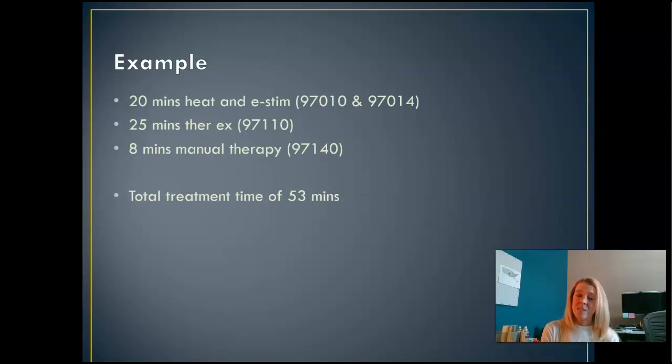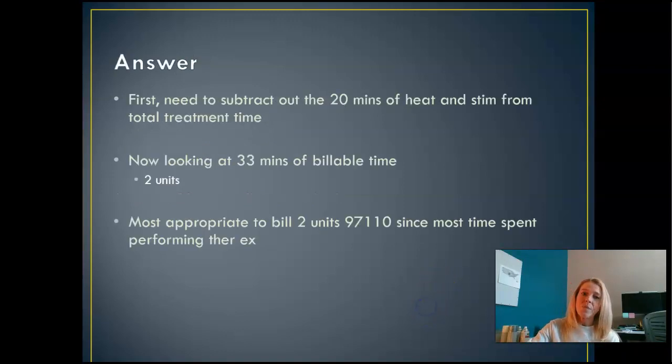So then the question is, do we bill 2 Therax or 1 Therax and 1 manual? So the answer is, looking at the 33 minutes of time, we have 2 units. It would be most appropriate to bill 2 units of therapeutic exercise because more time was spent doing that.